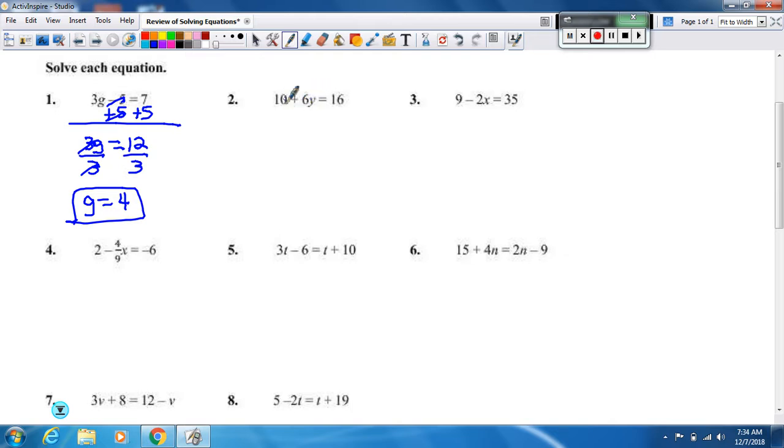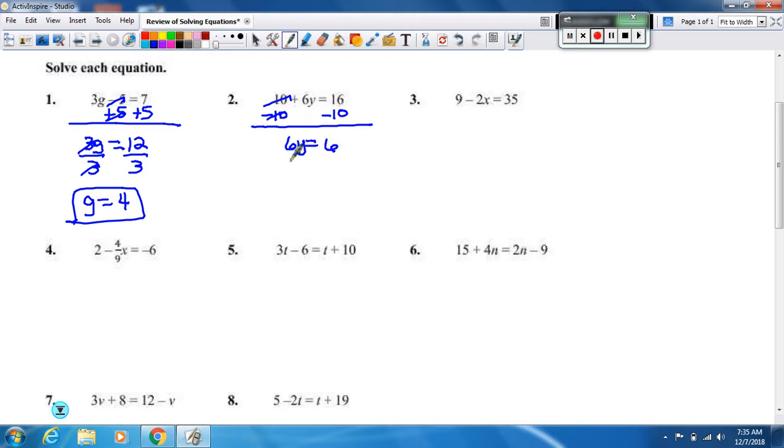Okay, remember we want to get the y by itself, so whatever is stuck to that gets saved for last. So we have to get rid of a positive 10. The opposite of positive 10 is negative 10. Now in algebra, negative and subtraction are the same thing. So opposites cancel, bring down the 6y, equals 16 take away 10 is 6.